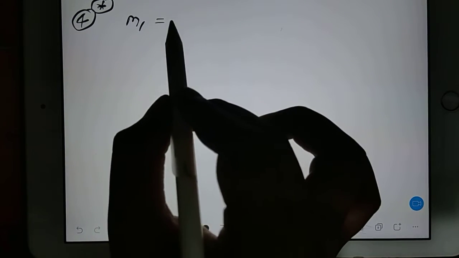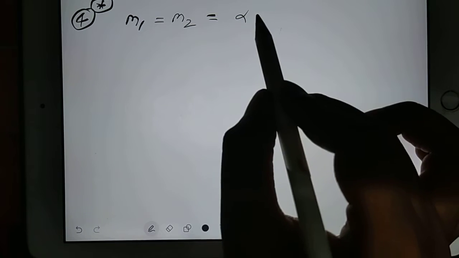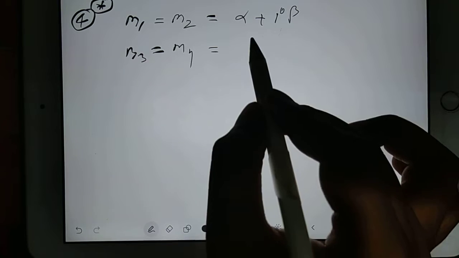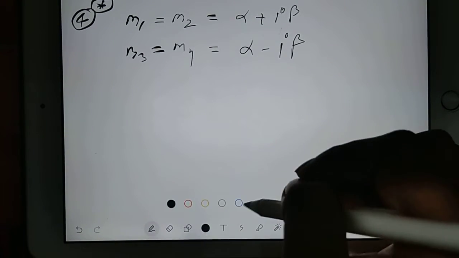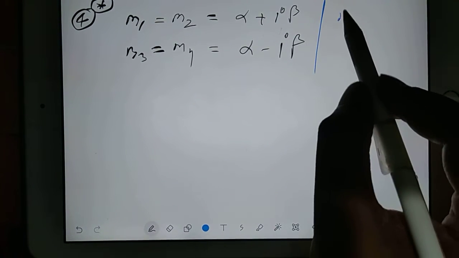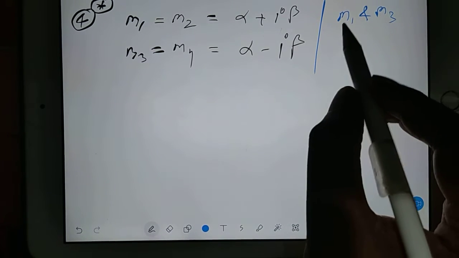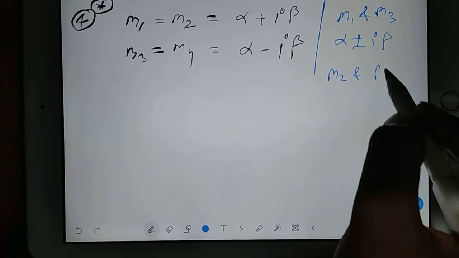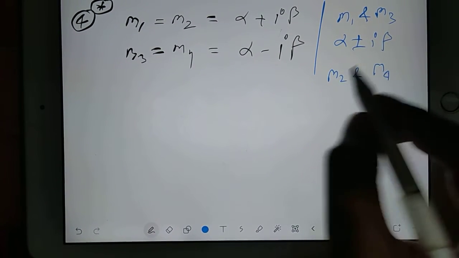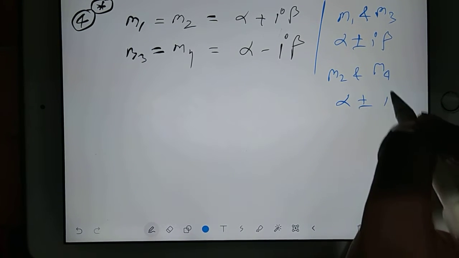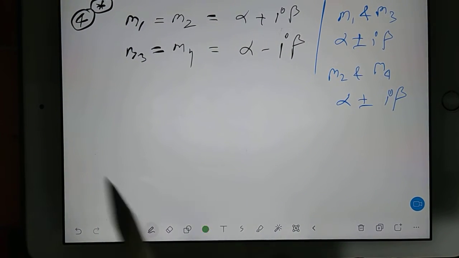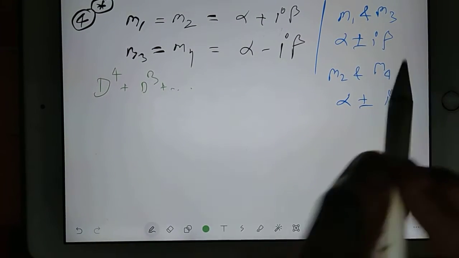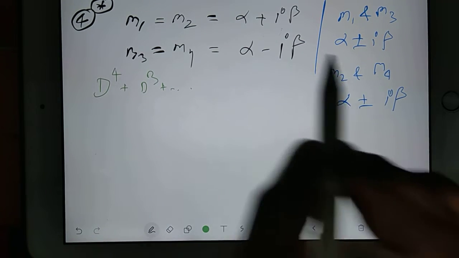Suppose you have m1 root and m2 root equal to alpha plus i beta, and you have m3 root equal to m4 root, that is alpha minus i beta. It means you can roughly say that m1 and m3 are conjugate, alpha plus minus i beta, and m2 and m4 are conjugate as alpha plus minus i beta. It means our equation was of power 4, right? Then only we will get 4 roots. I hope you don't have any problem here.